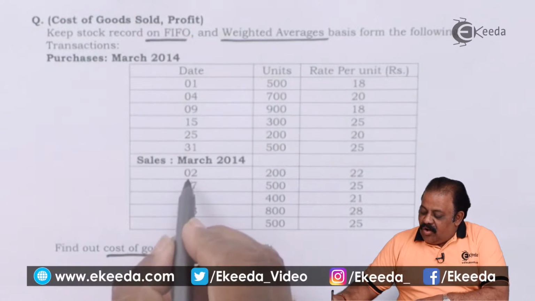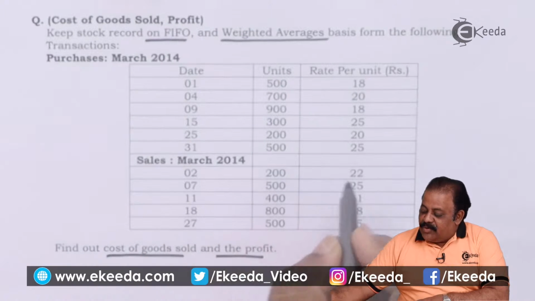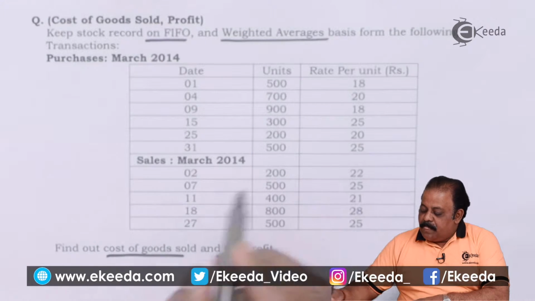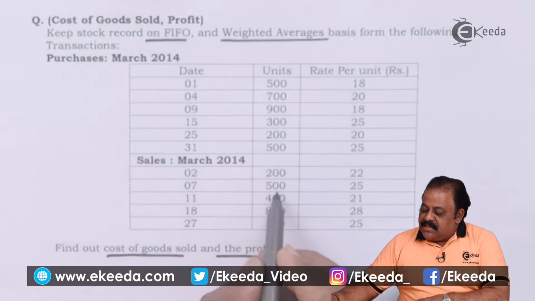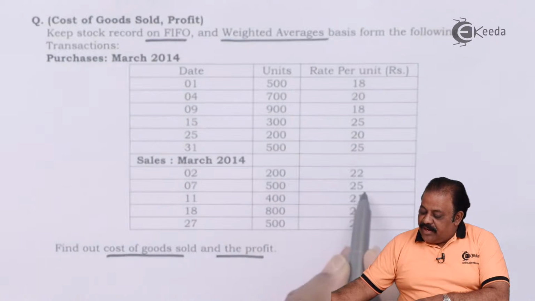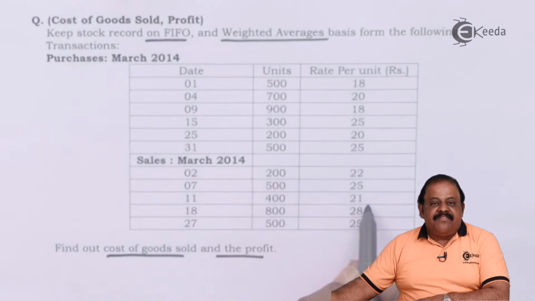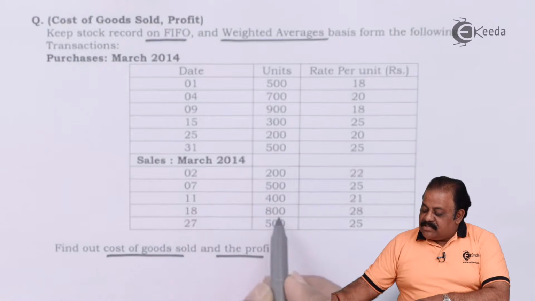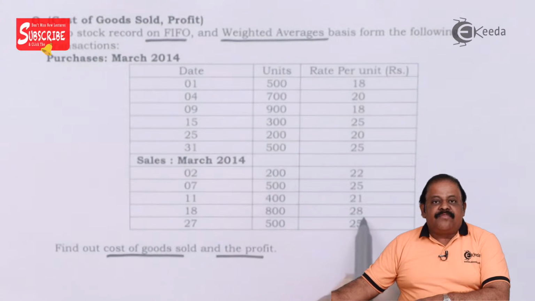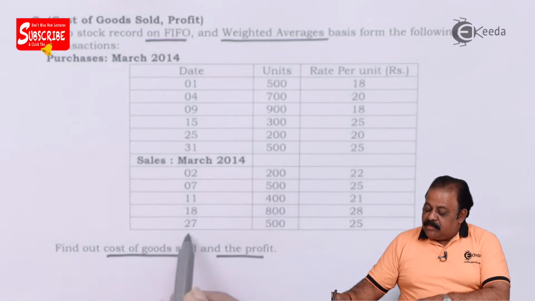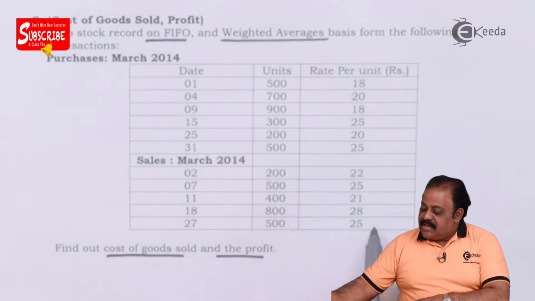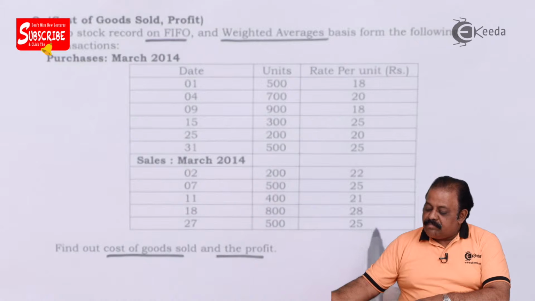There is sale on 2nd March 200 units at the rate of 22. On 7th March there is sale of 500 units at the rate of 25. On 11th March sale of 400 units at the rate of 21. 18th March sale of 800 units at the rate of 28. And on 27th March there is sale of 500 units at the rate of 25.